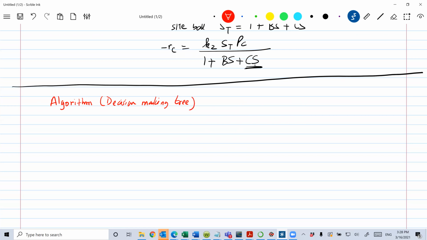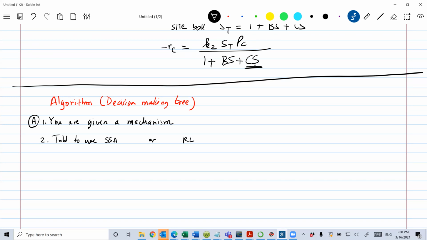Really what we're doing is thinking about what kind of problems we have solved and how we solved them. That's pretty much what we're looking at. So the first thing we looked at is that you're given a mechanism. That's the easiest approach. You're given a mechanism, 1, 2, and you're told to use SSA or the rate limiting step approximation. You're told to do it.